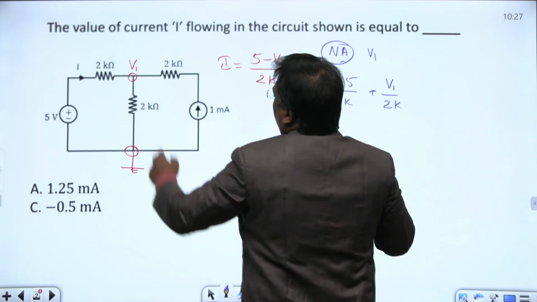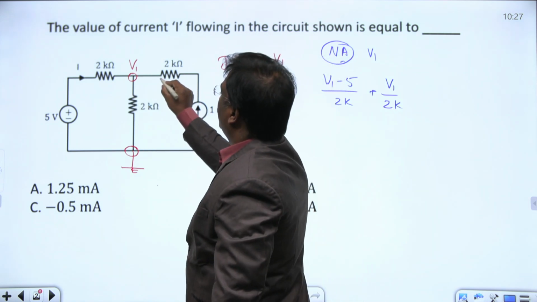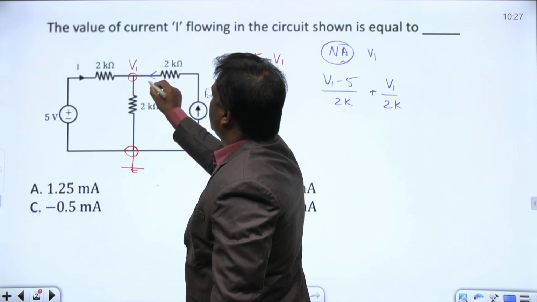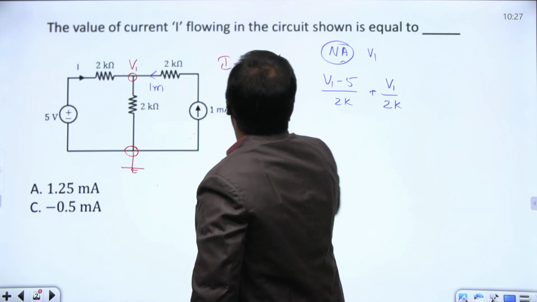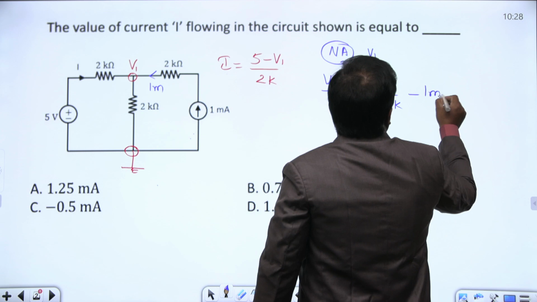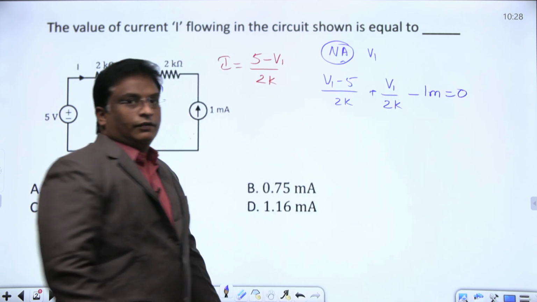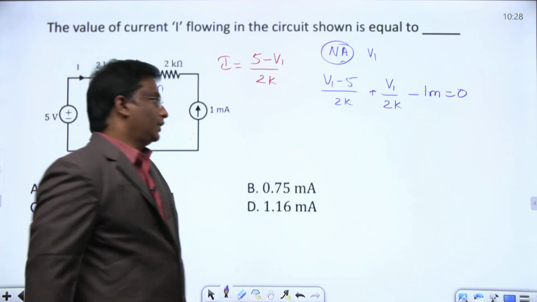The element in series with an ideal current source does not have any significance here. This current is always entering, nothing but 1 milliampere itself. Minus 1 milli equal to 0. Solve for V1, that's all, finished.